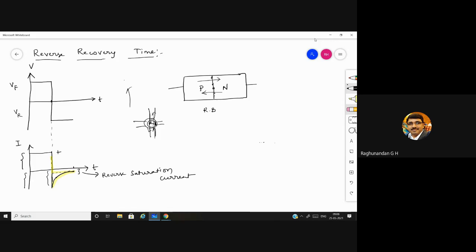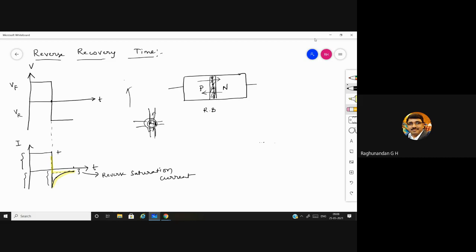So this amount of charges which are across this junction, or which are already stuck in this junction, until these charges are present, we'll have the flow of current. Once these charges which are stuck in the junction, or which are in the depletion region, start reducing, the current will also start reducing.